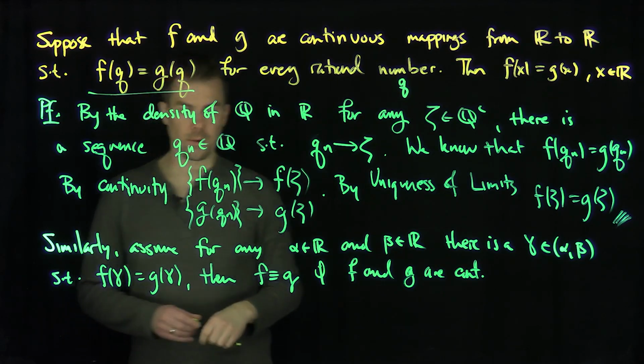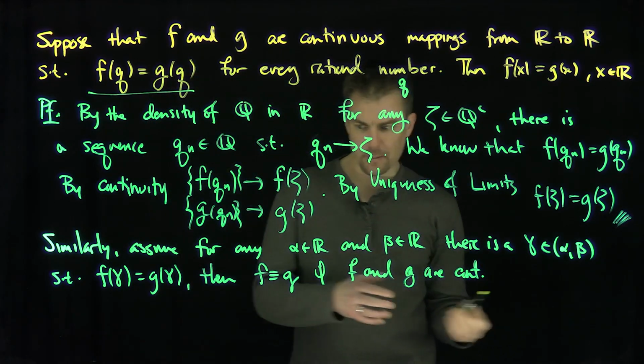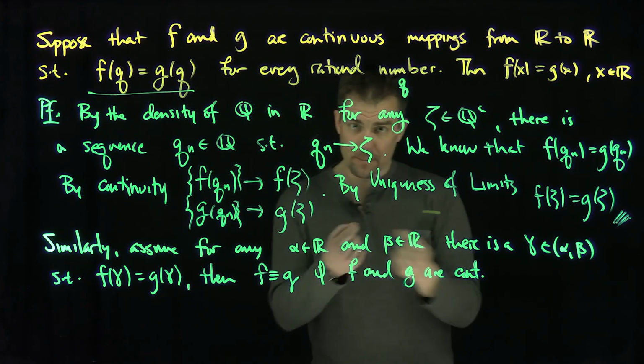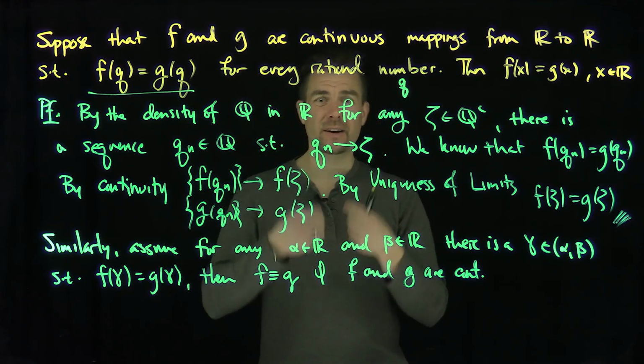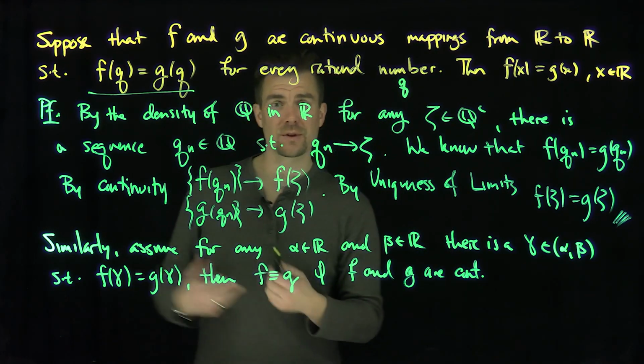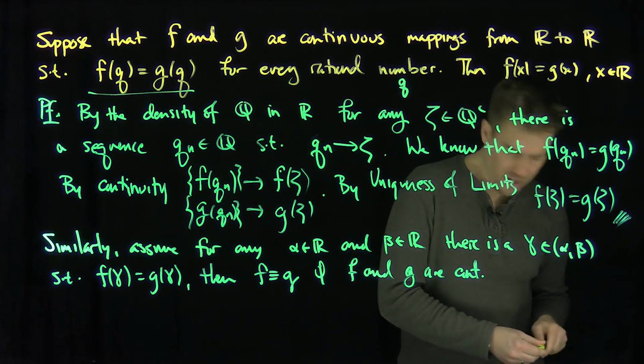Okay, same setup as before. Now, I'm not saying they're agreeing on the rationals. I'm saying that between any two real numbers, I can find a point in between where the functions agree. It's equivalent to the same sort of idea of density, right? This is akin to a density argument. And so what I'm going to do is the following.